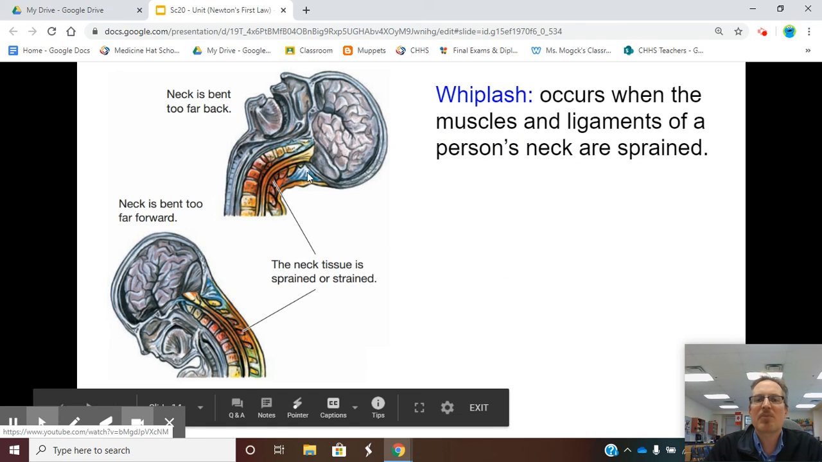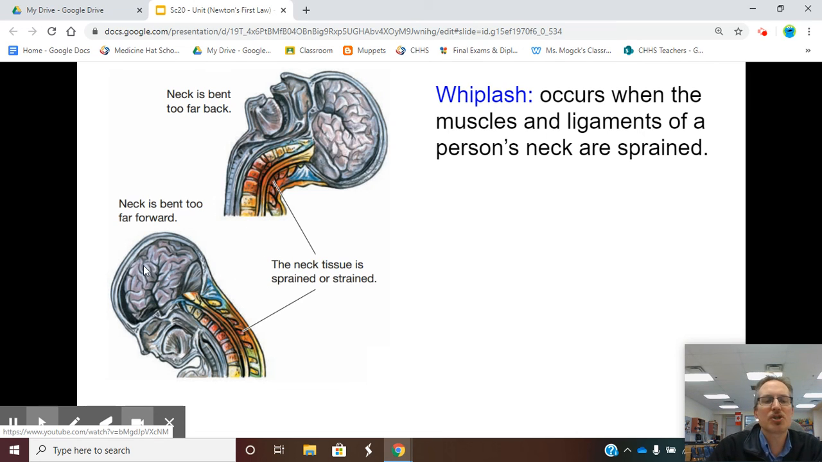This is a perfect picture of whiplash, where the seat is going to push on the lower part of the body. Ideally, we'd love for a headrest to push with this. However, when there's not one, our neck is forced into a position like this where it's not natural, and you are straining and forcing the muscles and ligaments of the neck to be sprained.